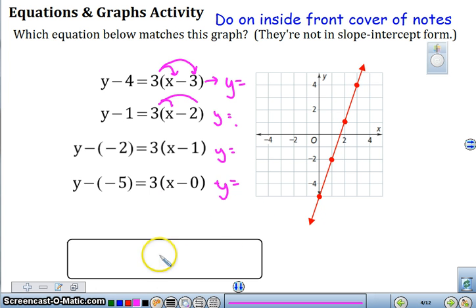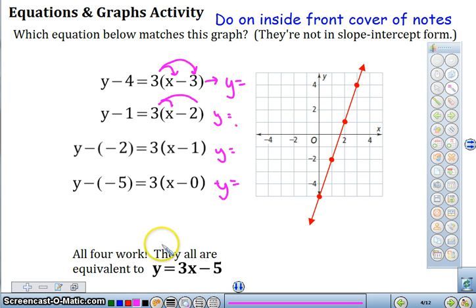What we're trying to get you to think about is different forms of the line. So pause the video and try writing each of these, and then you'll see my solution. Notice they all work for this equation. They are all going to come out to be y equals 3x minus 5.